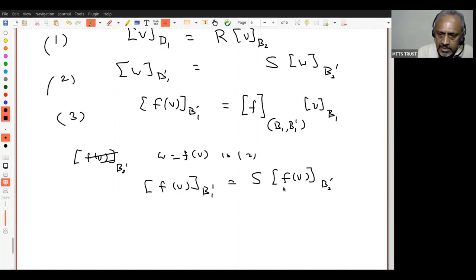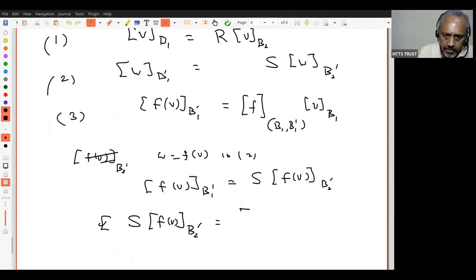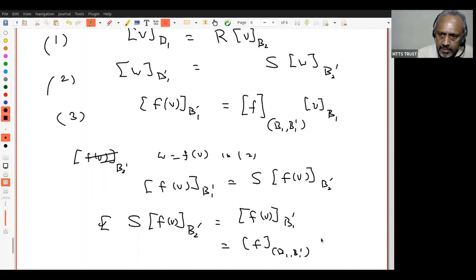Now I want to concentrate on the matrix of f with respect to b2 and b2 dash. So let me write it this way: [f(v)] with respect to b2 dash is equal to [f(v)] with respect to b1 dash. Now let's look at what that is. We know that it is equal to the matrix of f with respect to b1, b1 dash, times the coordinates of v with respect to b1.